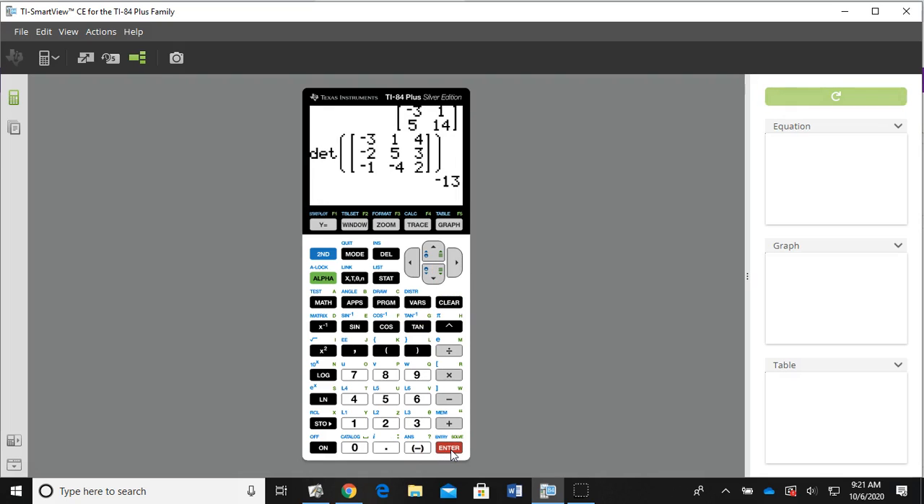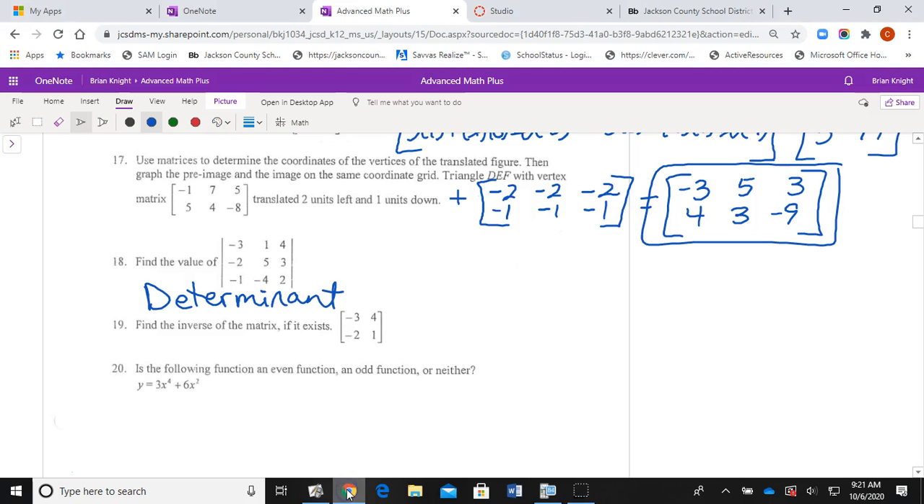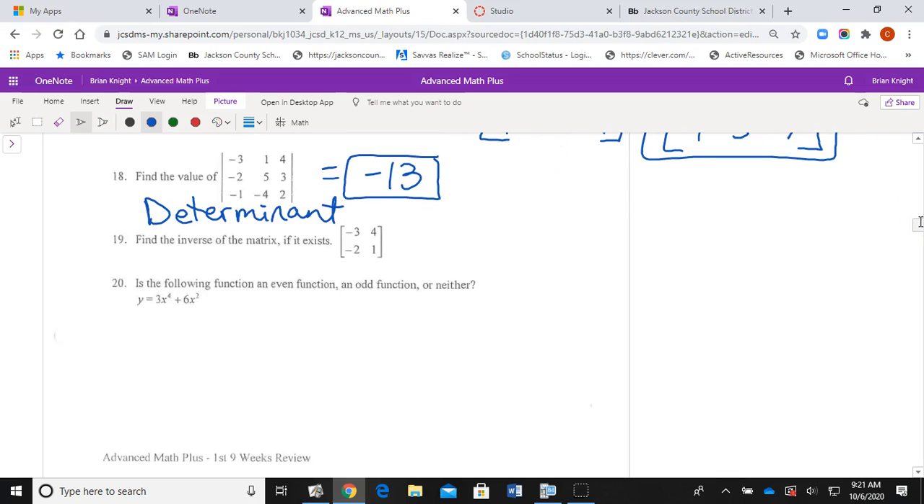So where was the determinant at again? You hit second, the little x to the -1 button, where it says matrix in blue, and go over to the one to the right, and it's the very first one at the top. So what is my determinant? -13. Done. That's all you have to do. So this equals -13. And just a refresher, if your determinant is 0, that means the matrix doesn't have a what? Do y'all remember? It doesn't have an inverse. Very good. If the determinant is 0, it doesn't have an inverse.